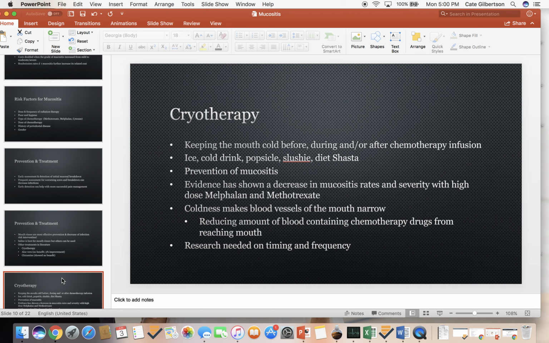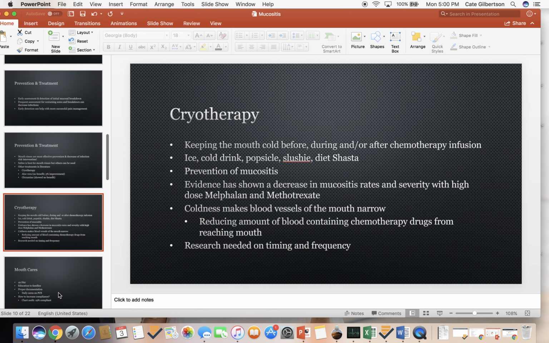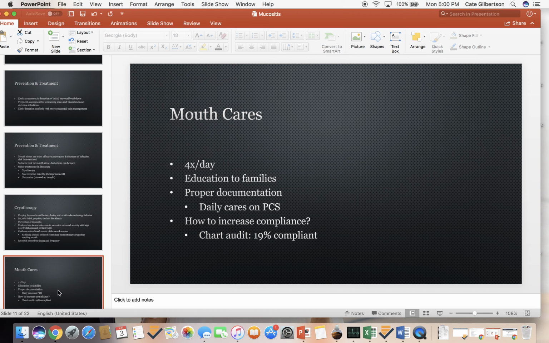We could use ice, something like a cold drink, popsicle. Of course, we'd need to figure out the ice situation for the Unit 4 kids. A slushy, Diet Shasta, something to just constrict those vessels. So it's something to be aware of and something that moving forward we might include. But we're going to continue with our mouth cares as our mainstay of prevention for that infection.